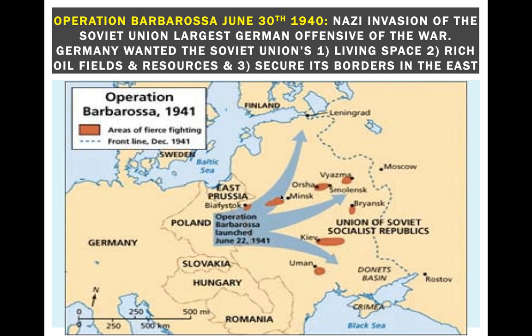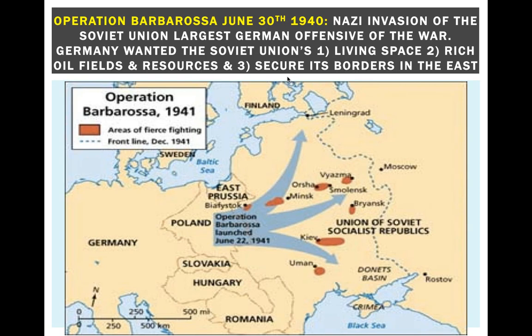In the early summer of 1941, Hitler invades the Soviet Union. This is going to be known as Operation Barbarossa. It is the largest German offensive during the war. Again, if you remember Hitler's goals, he wants living space, and he believes in Nazi expansion.